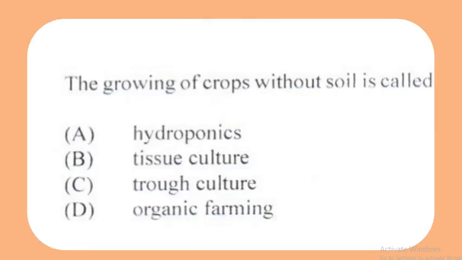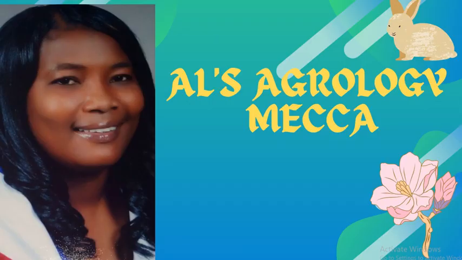The growing of crops without soil is A, hydroponics, B, tissue culture, C, trough culture, or D, organic farming? And the answer is A, hydroponics, which is growing plants in liquid.